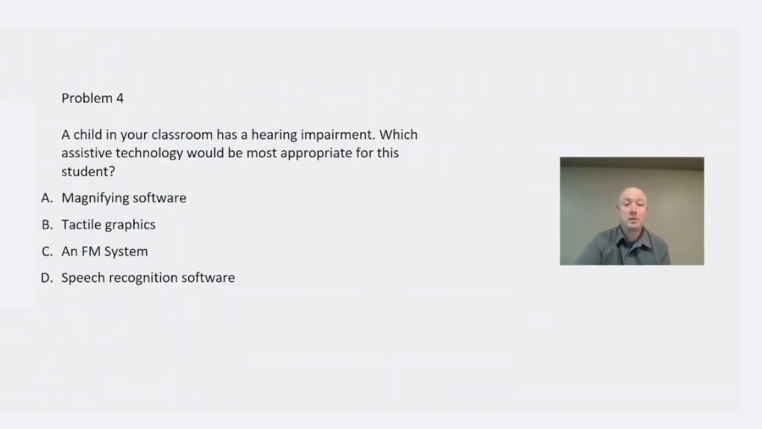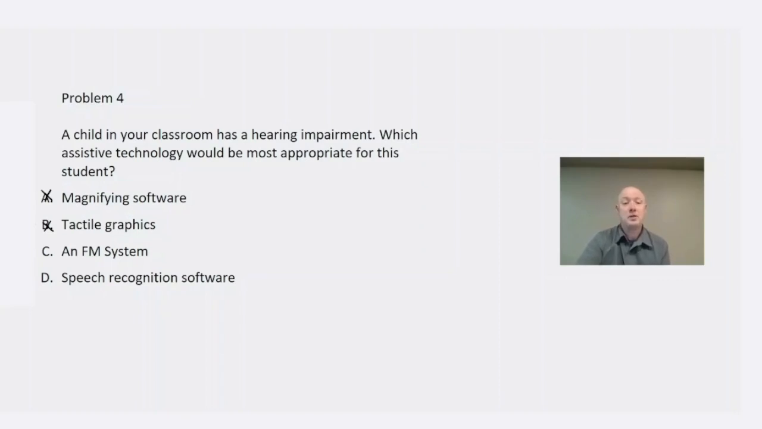Problem 4. A child in your classroom has a hearing impairment. Which assistive technology would be most appropriate for this student? Is it A, magnifying software, B, tactile graphics, C, an FM system, or D, speech recognition software? We have to remember now it's a hearing impairment. So choice A has to do with visual impairment, and I would say choice B, tactile graphics, would also be for students with a visual impairment.